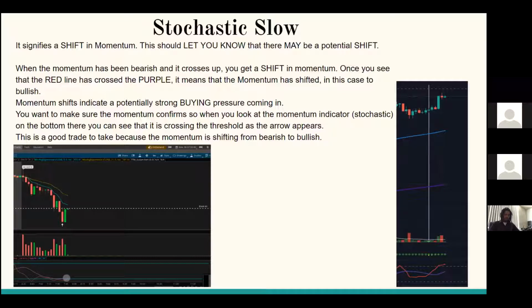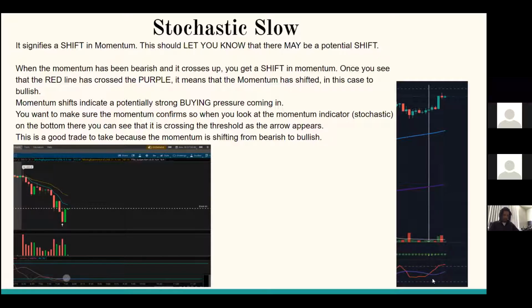So you want to make sure that the momentum confirms before you get in. When you look at the momentum indicator on the bottom, you see there's a line, like they're crossing. If they don't cross, that's not a confirmation, right? Specifically in this one right here, when this comes off, that hasn't crossed yet, so that's not really anything to look for at the moment. But when it actually crosses in this highlighted area, that's a shift of momentum.